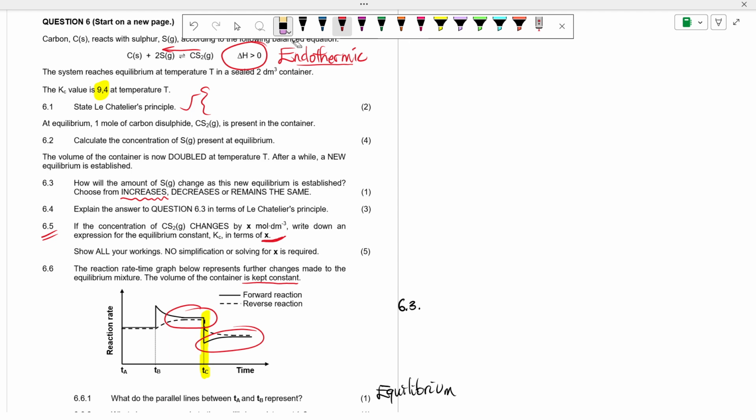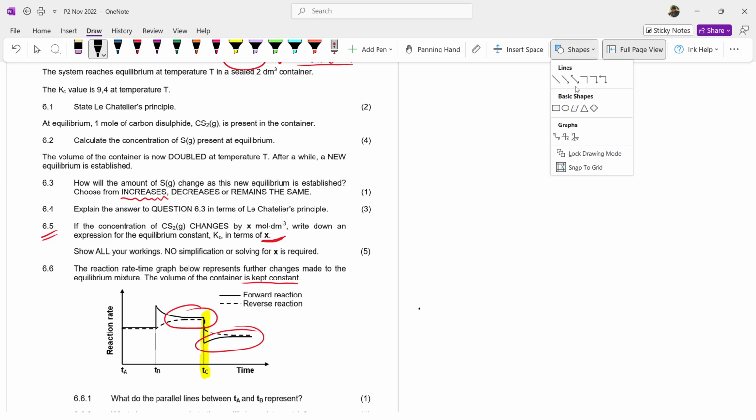Then the question says: if the concentration of CS2 changes by x, write down an expression for the equilibrium constant Kc in terms of x. They say show all your workings, no simplification or solving for x is required. So we're not going to solve for x at the end, but we're just going to represent everything. So you go and draw the RICE table.